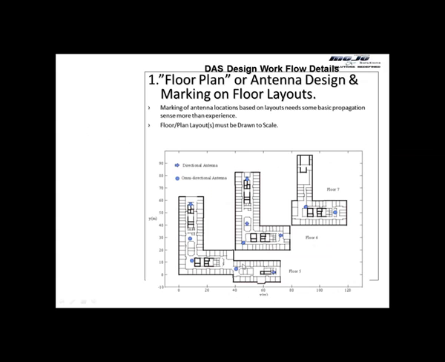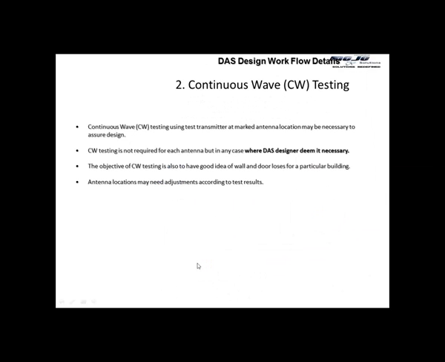If our thought process cannot evaluate well by looking at the design, because you don't know what kind of walls or structures are there, then you do this test transmitter continuous wave testing in order to finalize the antenna positions. So this is an important step which is usually followed as well.